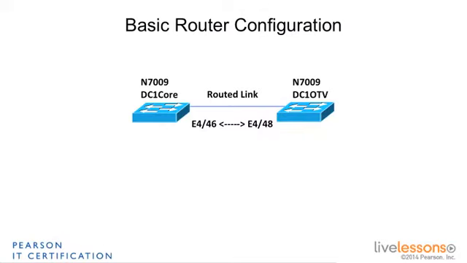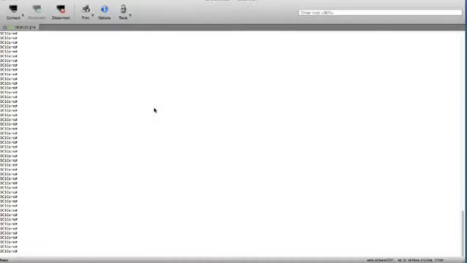In this demonstration, we're going to implement a basic router configuration between two Nexus 7000 devices. We're going to configure a routed link between these devices on port E/46 and E/48. Let's get started. So the first thing you'll notice is that we mentioned E/46. That's a little bit different than what we've talked about before.